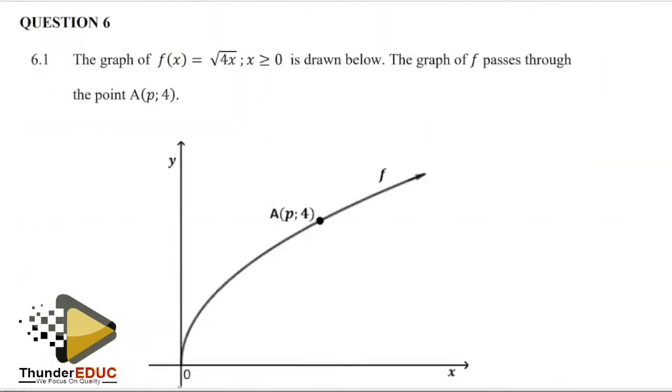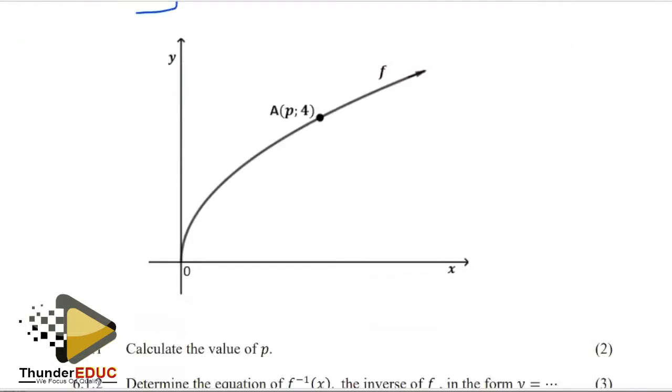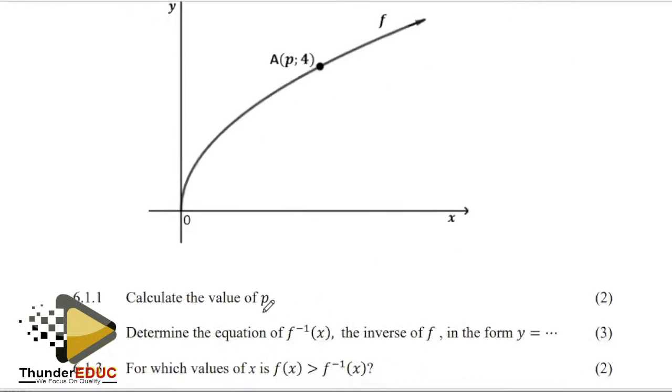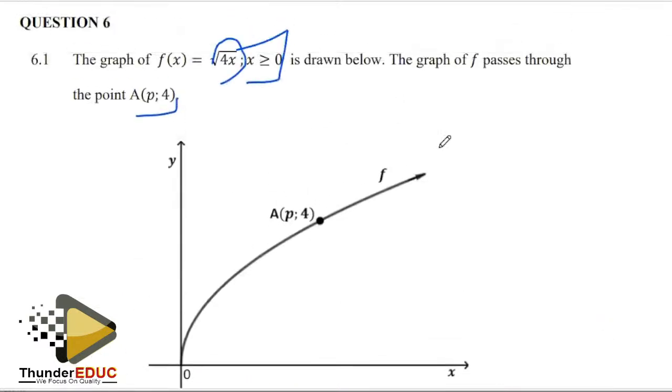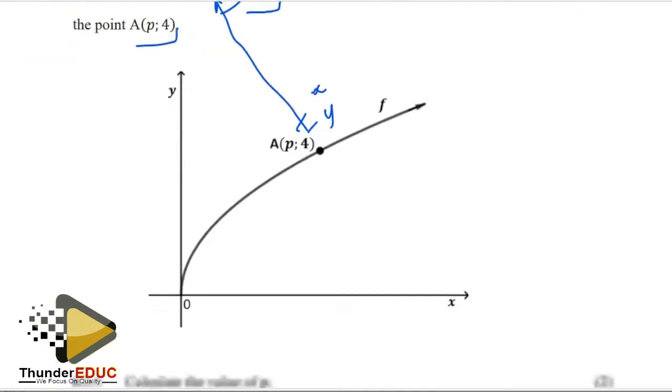Then question 6 is a restricted function with a condition or restrictions. So we have a point A with an unknown, which is P. Then they want you to get P. So for you to get P, you need a set of coordinates. No, we don't need a set of coordinates. Just substitute this into the function itself because this is the set of coordinates. So where there is Y, put a 4. Where there is X, put the P. And then we're good to go.